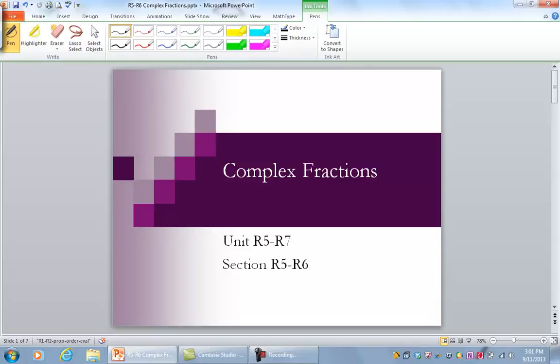Alright, hi everybody. It is Friday, and today we're doing our third section of our R5 to R7 unit. We're going to be talking about complex fractions.